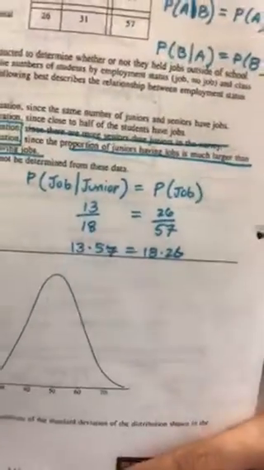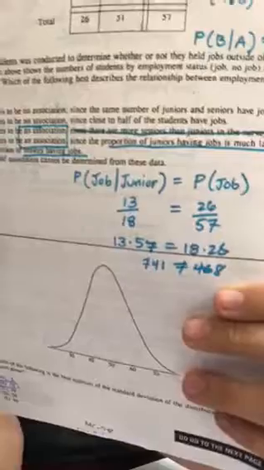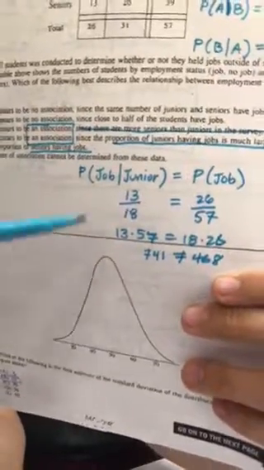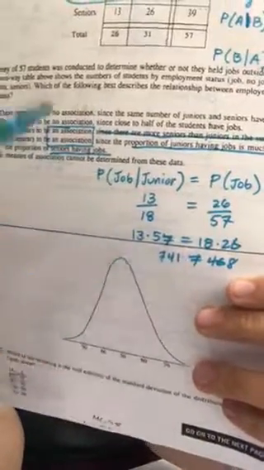Decide if the two cross products equal each other. If they do, that's independent. So when I multiply those, I get 741, and that's not equal to 468. So I already have evidence that I was probably on the right track, and there probably is an association, because if these were equal, it'd be independent.